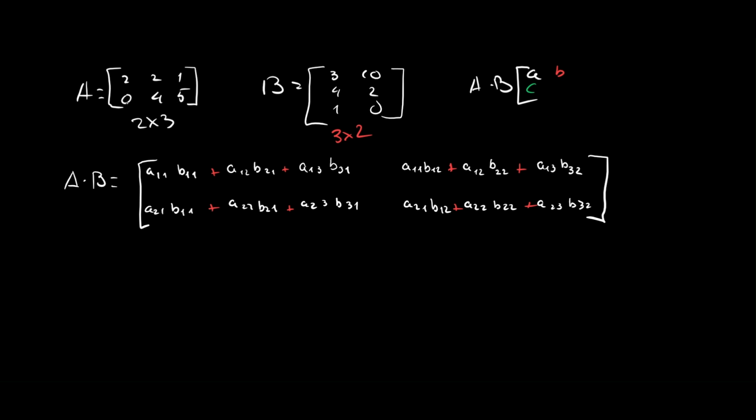And lastly, we take row 2 and multiply it by column 2. So we multiply 0 by 10, 4 by 2, 5 by 0. We sum it up, and that's going to be our number D. This is it for the dot product. Now let's take a look at an actual example and multiply two matrices.